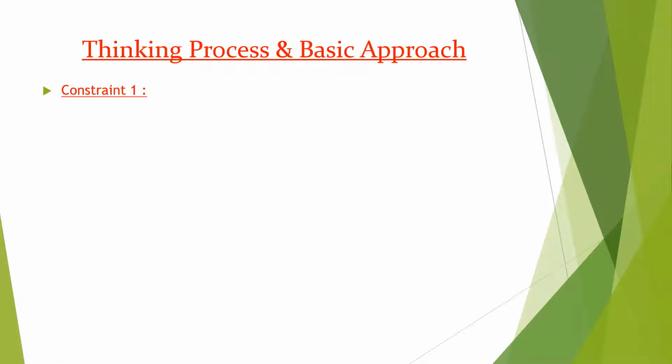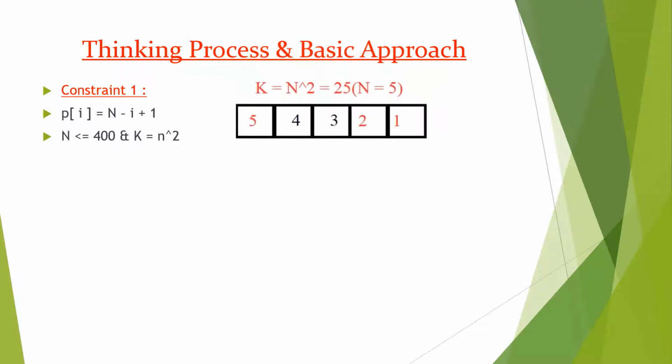Let's see the thinking process of the problem. The constraint given to us is p_i equal to n minus i plus 1 and k equal to n squared. So the basic approach would be to first construct the permutation for any example. Suppose we take n equal to 5, the permutation is as follows, in decreasing order. Hence we see that the constraint is saying that all the permutations given will be in descending order.